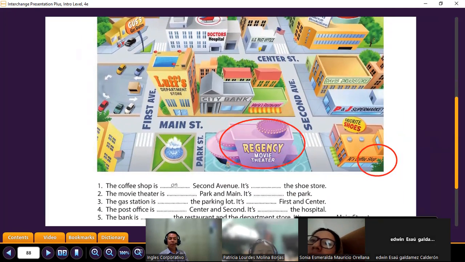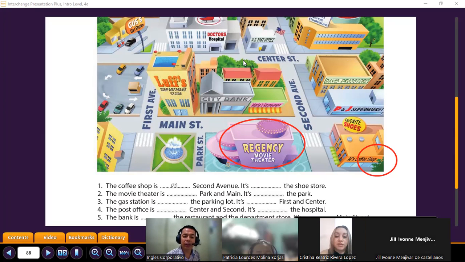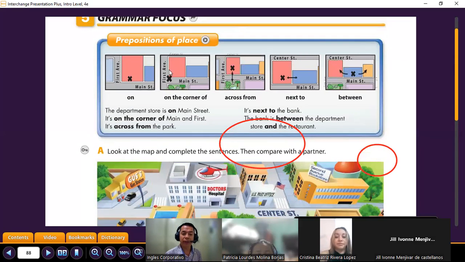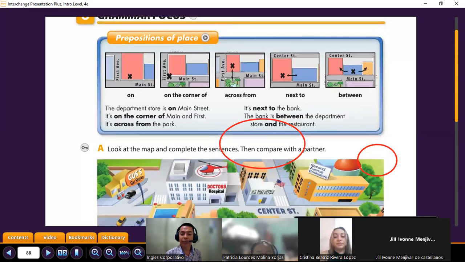The options: across from the parking lot. Yes, enfrente del parqueo, right? Across from the parking lot. And the gas station is First and Center. Okay, listen. When you have one avenue and one street, look, it is a corner. On the corner of. Look, First and Main Street. Yes. Look, very good.